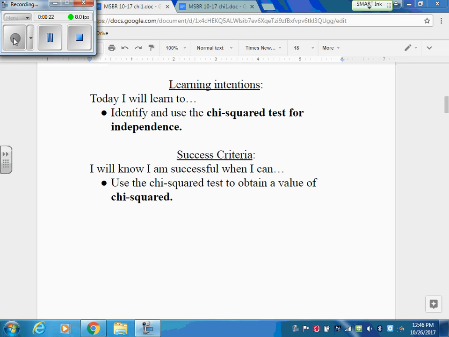We will know we are successful when we can use the chi-squared test to obtain a value of chi-squared. And eventually we'll be using this to interpret more data, but for now we're just focusing on getting a chi-squared value, and we'll talk about what to do with it next. Now, again, it's chi-squared, even though it's spelled C-H-I, it is not chi like chai tea, it is chi like the beginning of the word kite.